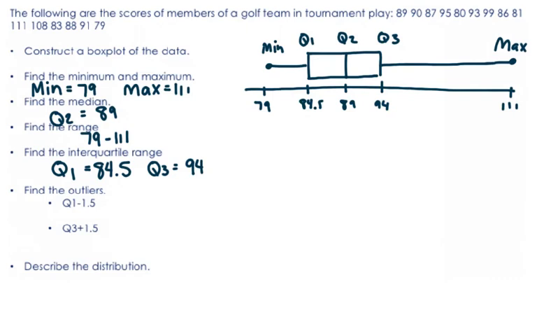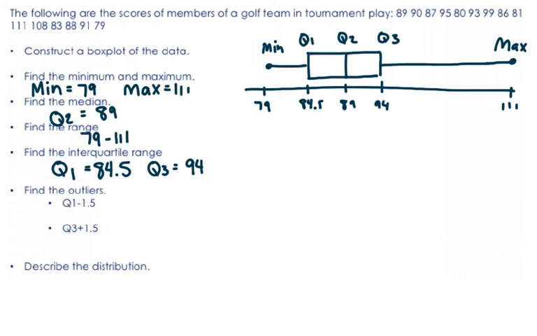Alright. So this is the data you should have got, unless I did it wrong. And then I just sketched a little graph. I didn't actually do it to scale. Instead of doing numbers from 79 to 111, I just did a little sketch.